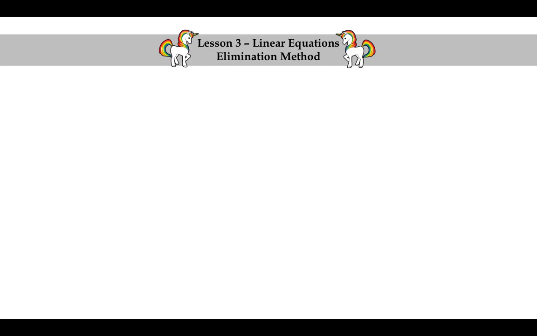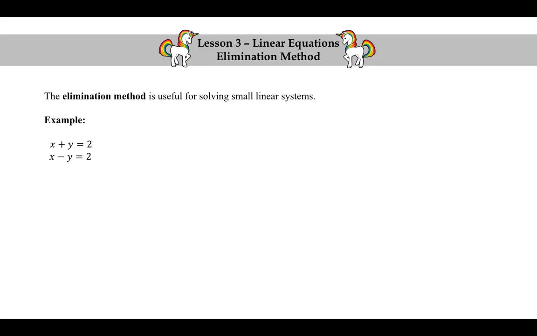The elimination method. The elimination method is useful for solving small linear systems. In particular, it works really well for solving systems of two equations in two variables. Let's look at an example. x + y = 2, x - y = 2.